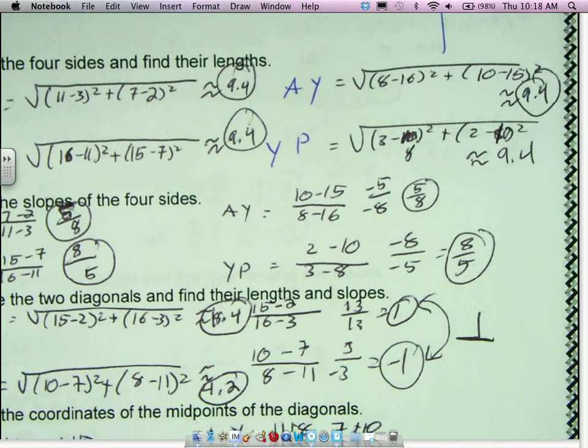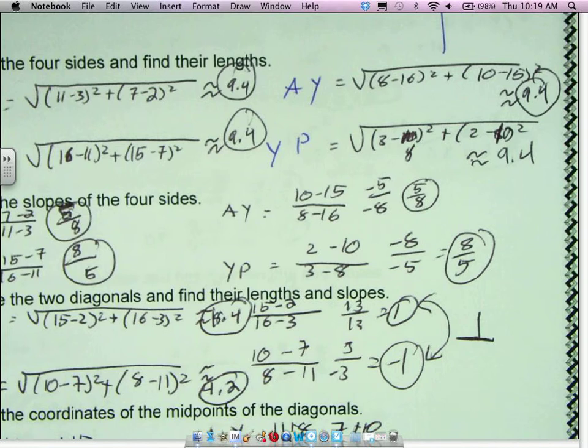I found that the lengths of all 4 sides are 9.4. So let's talk about which one has 4 sides that are congruent. Does a parallelogram have 4 congruent sides? Yes or no? Rectangle? Rhombus? Yeah, so it could be a rhombus. Does a square have 4 congruent sides? Yeah. Isosceles trapezoid? No. Kite? No. So we're between a rhombus and a square.